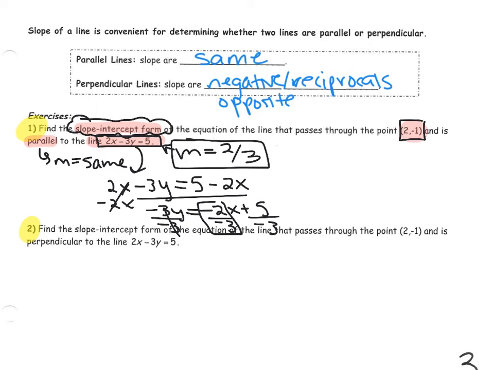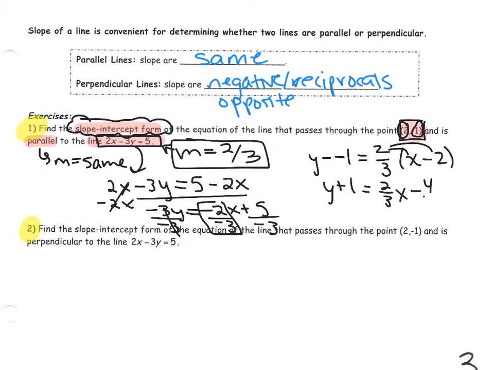Now, if I wasn't told what to do, I would have done point slope. But the question specifically says use slope-intercept form. So I'm going to start off in point slope and then get it down to slope-intercept. So point slope says I have y minus my y1, negative 1, is equal to my slope of 2/3 times x minus 2. I really have y plus 1 equals 2/3 x minus 4/3.